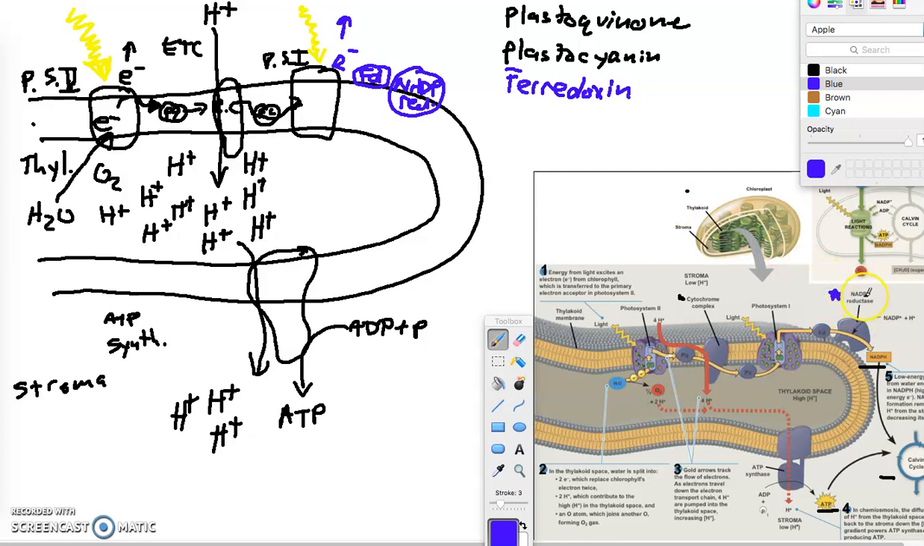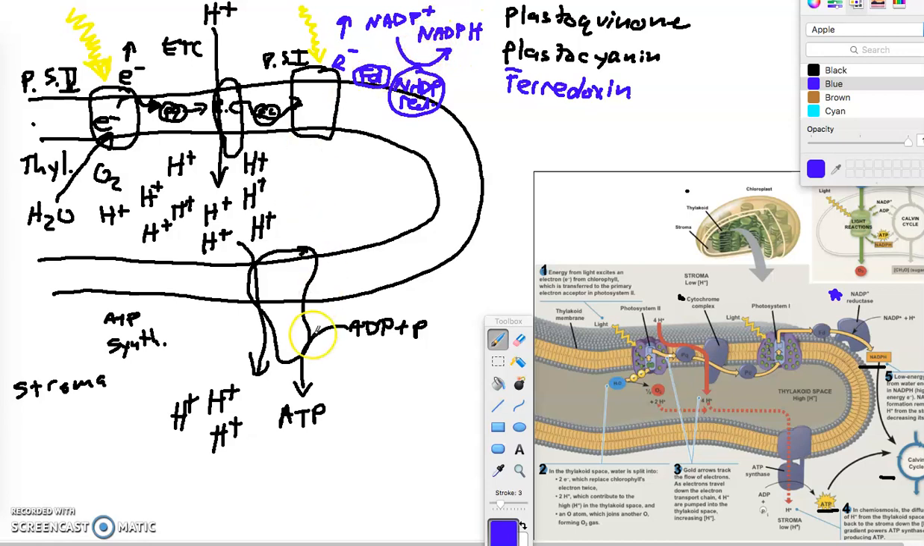Guess what it's going to do? It's going to reduce NADP. So the way we do that is we're going to come over here and we're going to draw another little arrow type thing here. And we're going to say NADP plus. And then what are we going to make? NADPH. All right.